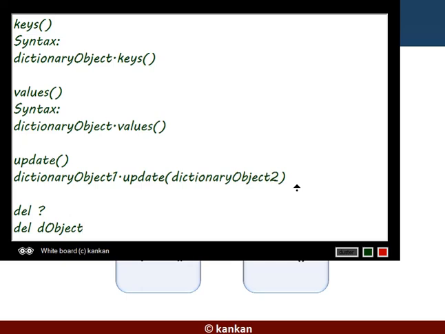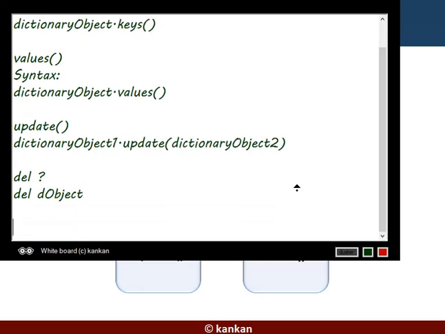Clear? So del will delete the object along with the items. But here we use the clear method. This can only clear all the items, delete all the items, but the object will exist. Okay. So what is the syntax of using the clear method of a dictionary?